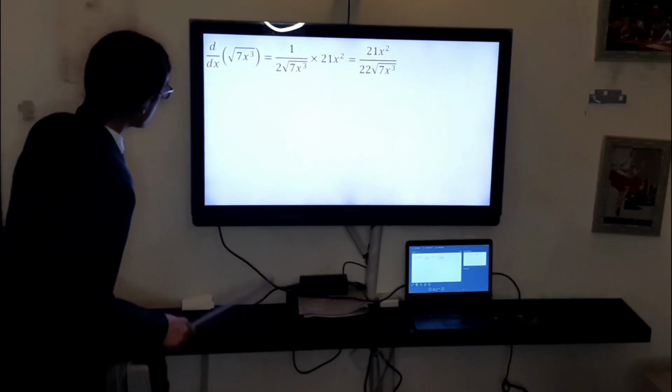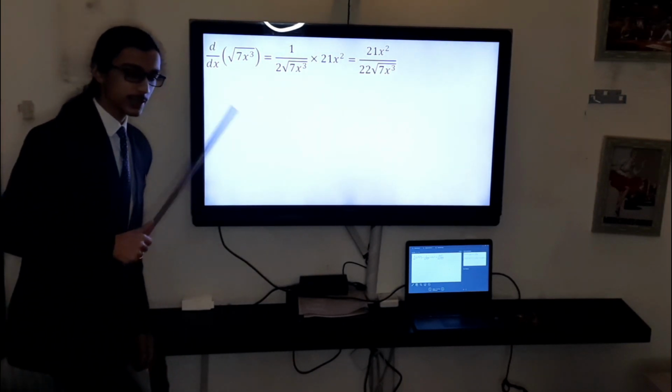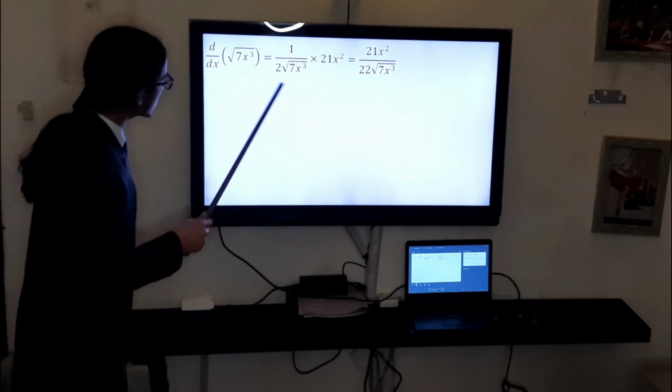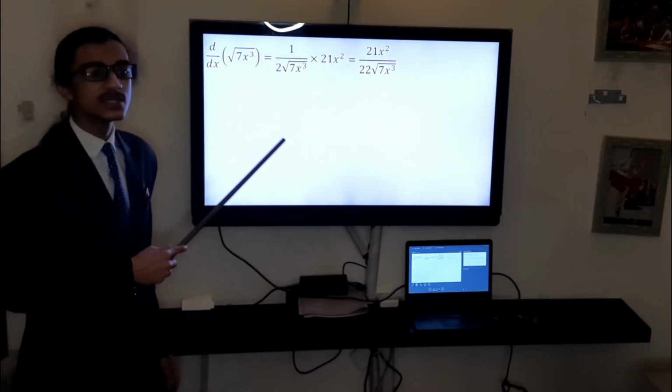Now let's apply this rule. Let's say you've got the square root of 7x cubed, right? You could solve this using the power rule by taking root 7 times the square root of x cubed, right? But in this case, it's a little bit easier to use the chain rule.